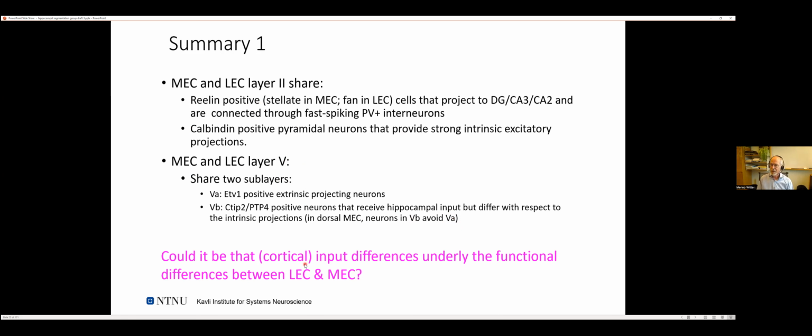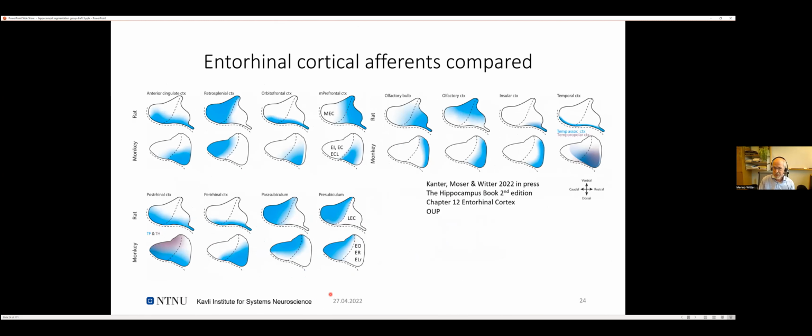So far, all the data that I showed you don't help us a lot to explain what underlies this functional difference between LEC and MEC. So we decided to look for inputs. And so this is a summary figure, again, which is made for the chapter in the book, where I tried to summarize all cortical inputs that have been published in the literature in rodents and in monkeys.